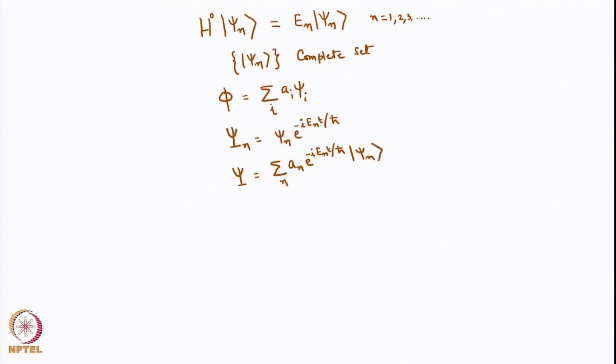psi n. Of course, if you have time dependent coefficients, that means the wave function itself is moving in time, then you can always write psi as sigma over n a n of t e to the power of minus i E n t by h bar psi n. And I also told you this psi n can be written also as a ket n. This is an equivalent description of it.